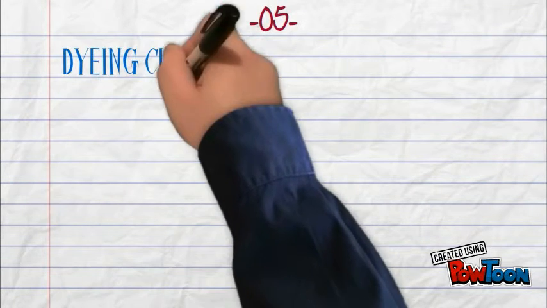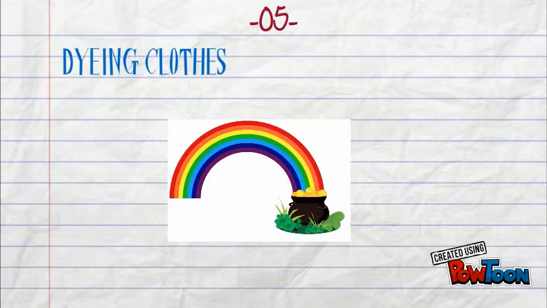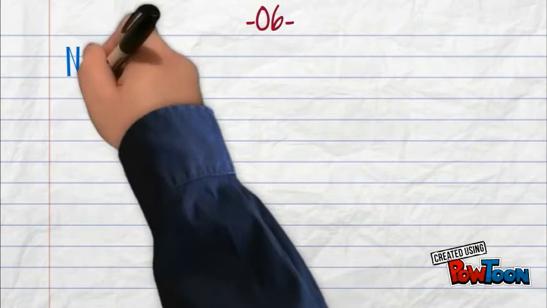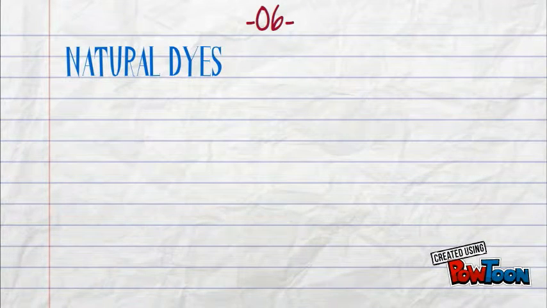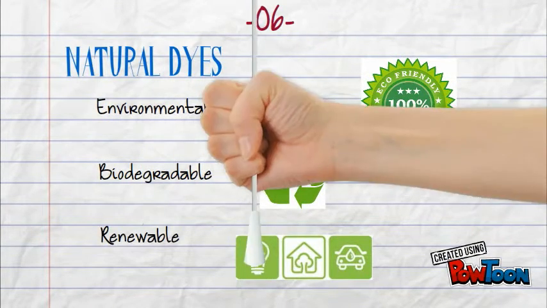First, there's the process of dyeing. Clothes are dyed to produce color, which is how our eyes see the light waves of different wavelengths from different lights bouncing off the color. First, there are natural dyes. As the name suggests, natural dyes are environmentally friendly, biodegradable, and renewable.